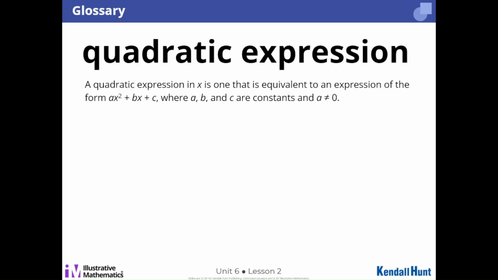We must have an x squared term, and it must be the highest power. So if a were 0, then anything times 0 goes away. We would no longer have this x squared term, and it would no longer be a quadratic expression. So it's very important we understand what this quadratic expression is.